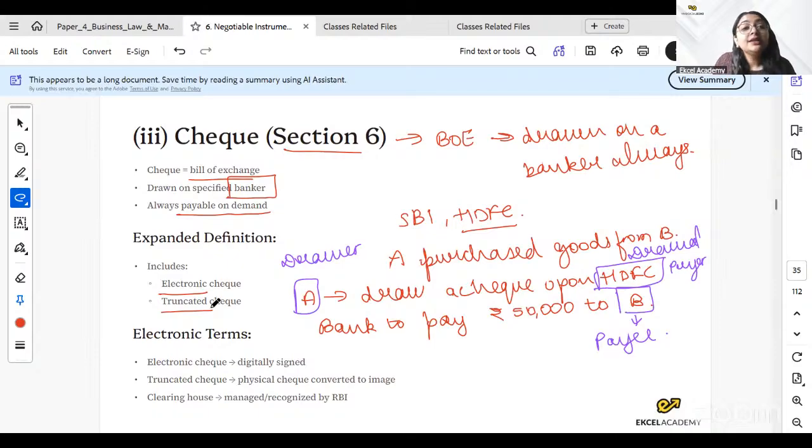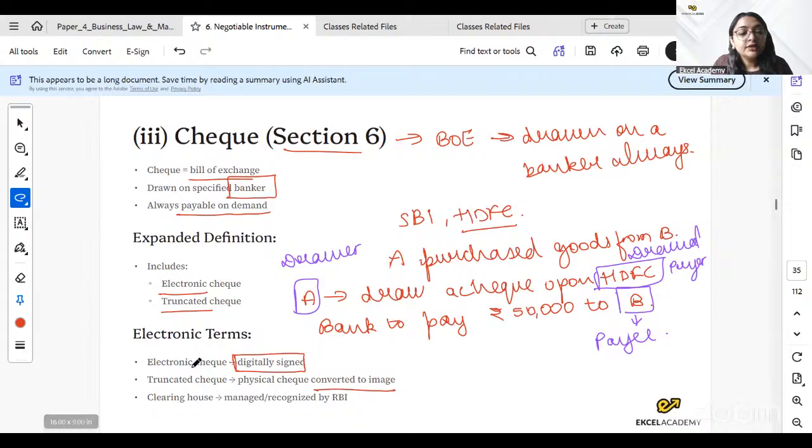Okay, a truncated check is where you convert a physical check into electronic form by taking a photograph of it. So a truncated check is the conversion of a physical check into an electronic one by clicking a picture of it. Okay, electronic terms: an electronic check is of course digitally signed. Yes, can you physically sign an e-check? No, it always has to be digitally signed. A truncated check is a physical check which is converted to an image. So it was physical earlier, but now it is in image form.